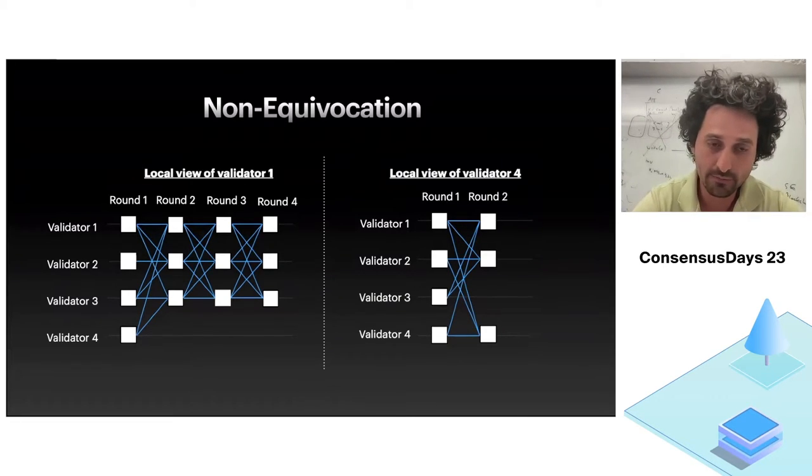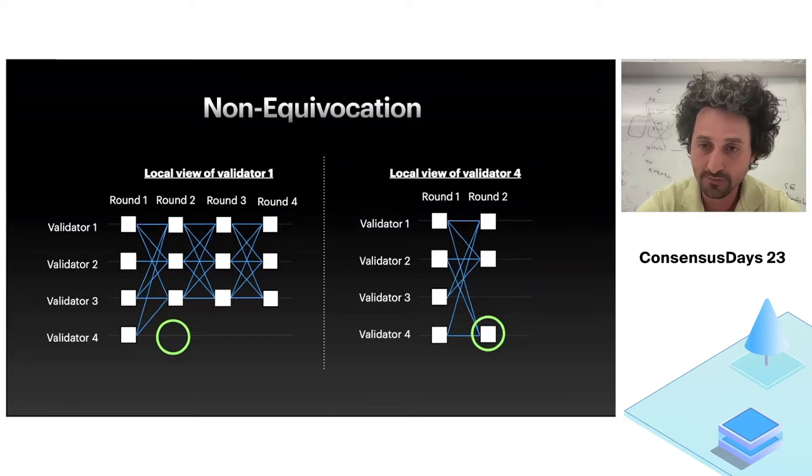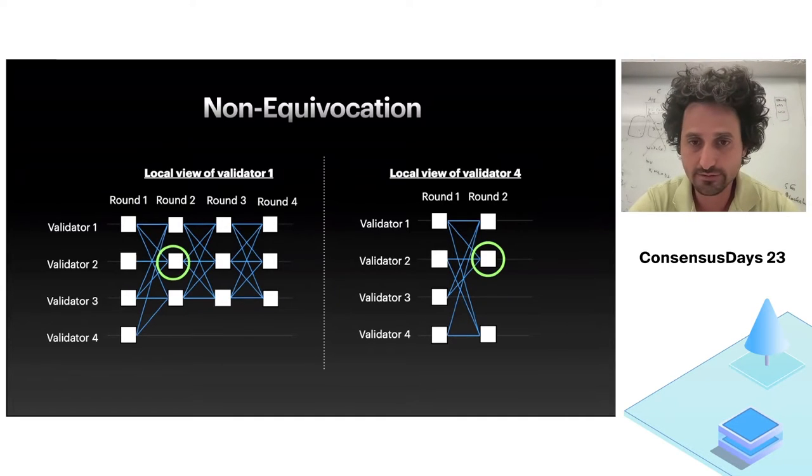But an important property that the DAG construction provides is non-equivocation. Meaning that, again, it's possible that validator 4 here sees a vertex that validator 1 doesn't see yet. But if they both see the same vertex, it's guaranteed that the vertex is exactly the same: the contents, the transactions, the links are exactly the same. And by induction, the entire causal history is exactly the same.